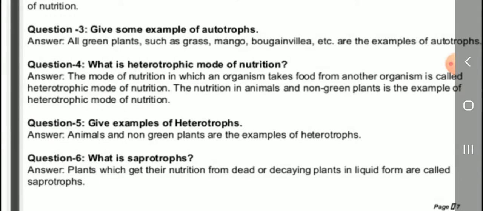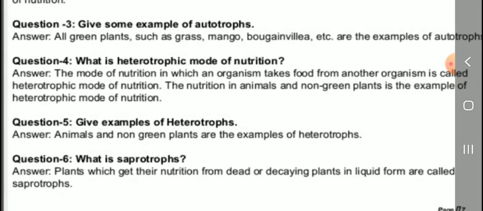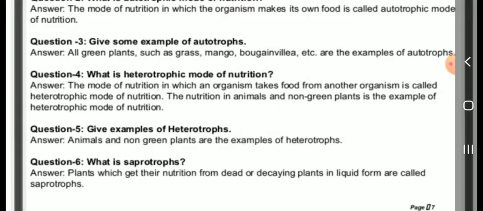Next, what is the heterotrophic mode of nutrition? The mode of nutrition in which an organism takes food from another organism is called the heterotrophic mode of nutrition. The nutrition in animals and non-green plants is an example of the heterotrophic mode of nutrition. Then next, give examples of heterotrophs. Note the point: animals and non-green plants are examples of heterotrophs.